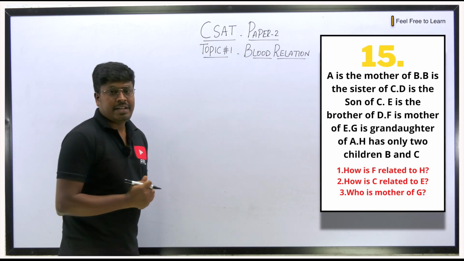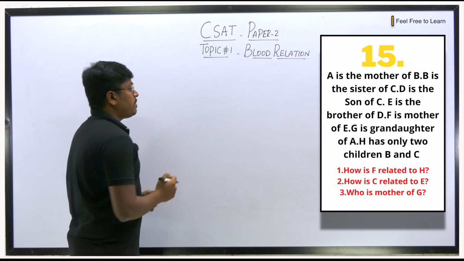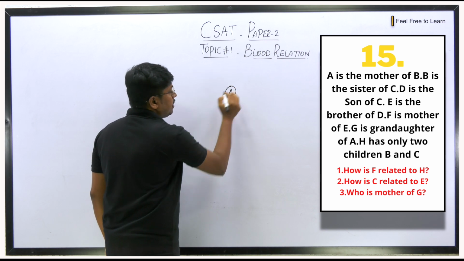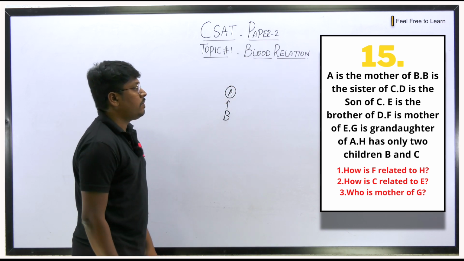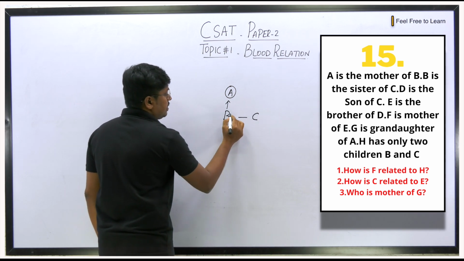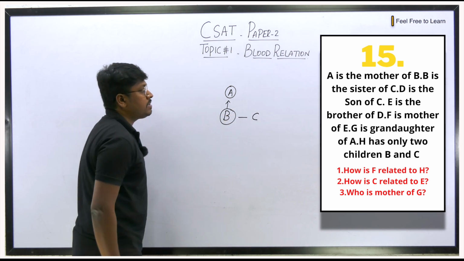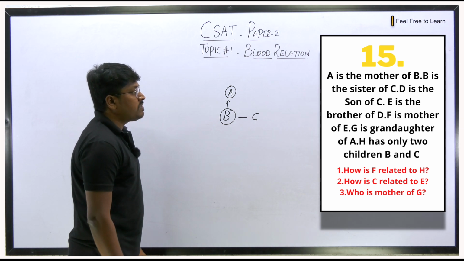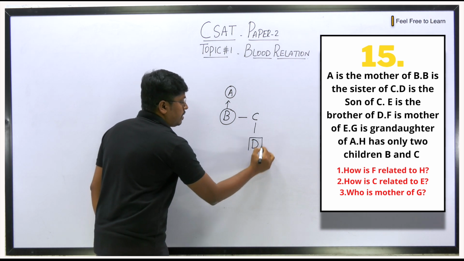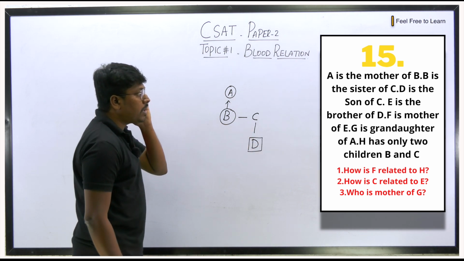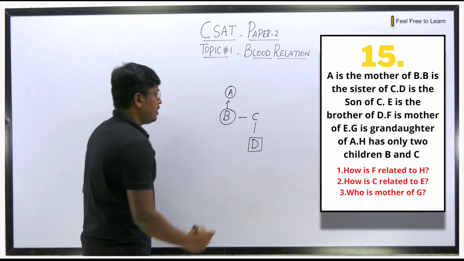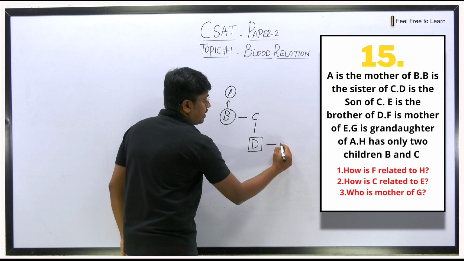So the last, 15th question. A is mother of B. So B's mother is A. And then B is the sister of C. So C's sister is B. So C is having a sister, that is B. Because of sister, a female person, right? D is the son of C. So C's son is D. But we don't know the gender of the person C, right? Okay. So next point, E is the brother of D. So D's brother is E. D is having a brother, that is E.